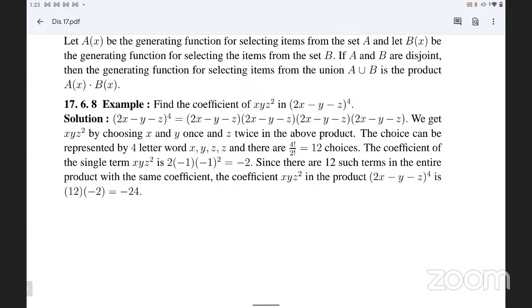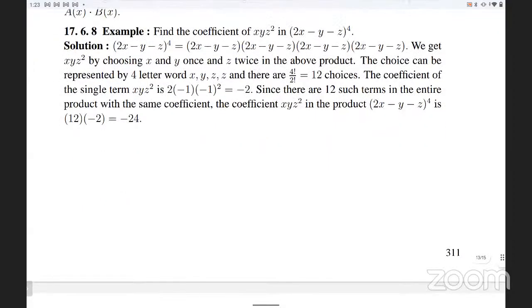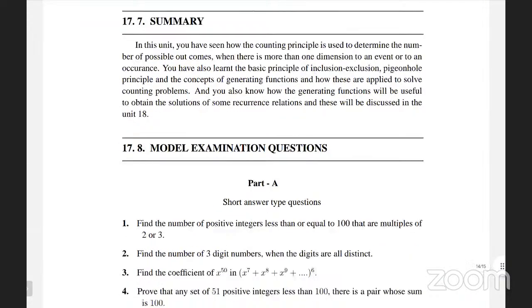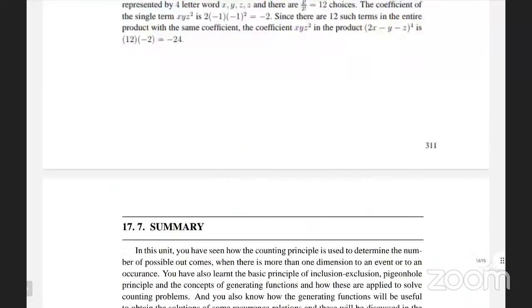Therefore, how many products do we have in total? Here we have the coefficient of 2x, y, z square, and it is a product of 2x minus y, z square, clearly I can take 12 elements into minus 2. So that is minus 24. That is the coefficient. It's most important. Next, summary. Here we discussed what concepts we discussed, all will be implemented. Okay. So this is the overall idea.